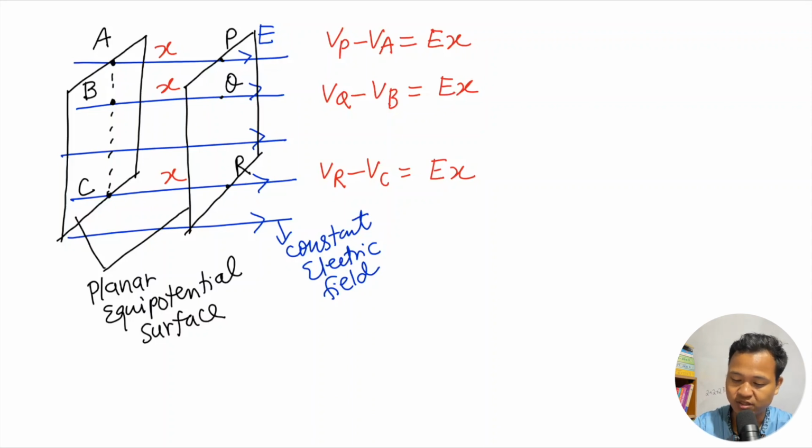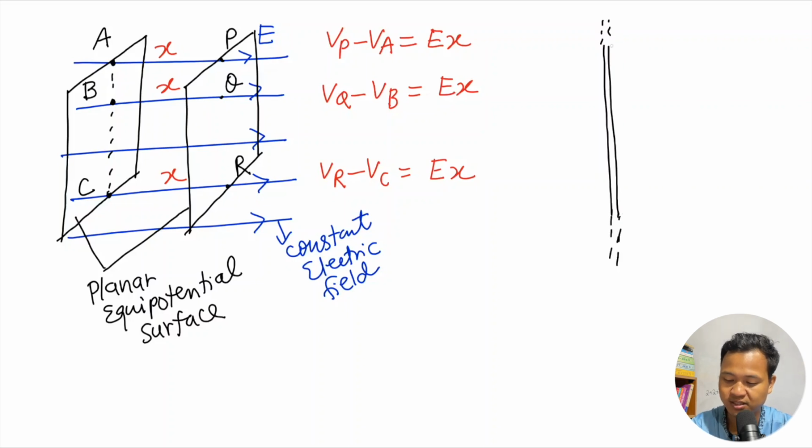Now one more: if you have a line charge, let's say an infinite wire. It's a line charge plus Q. Let's try to draw it bigger.